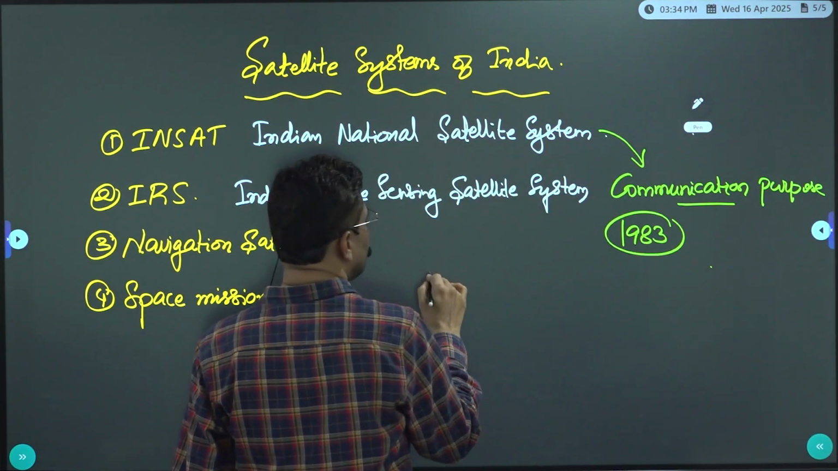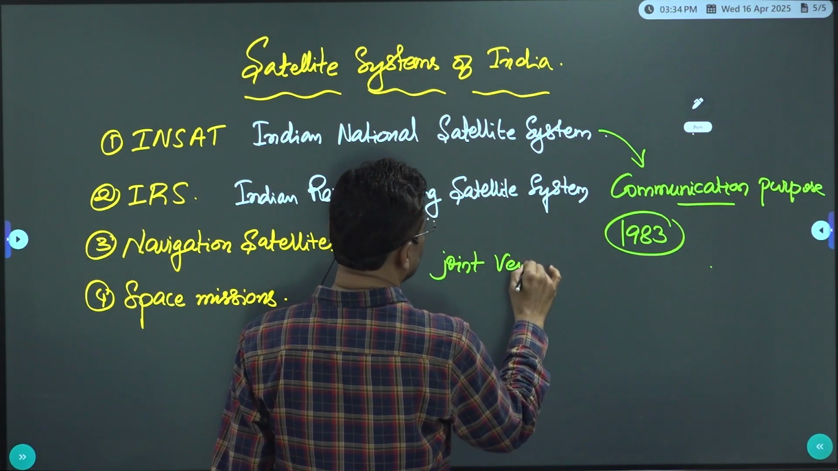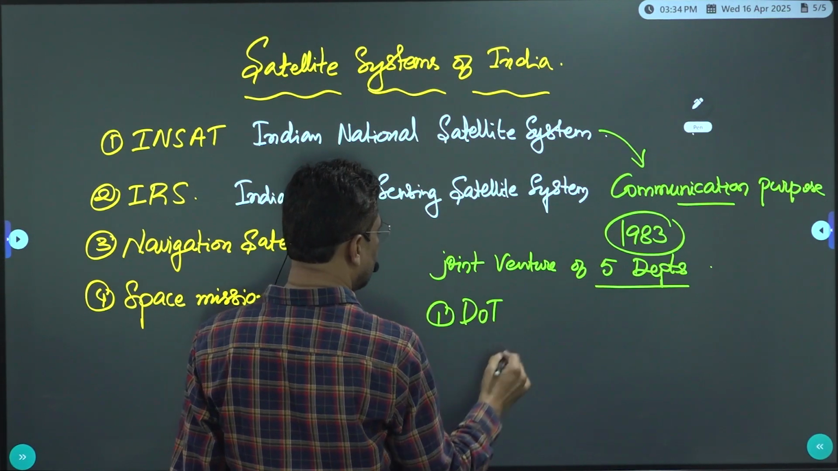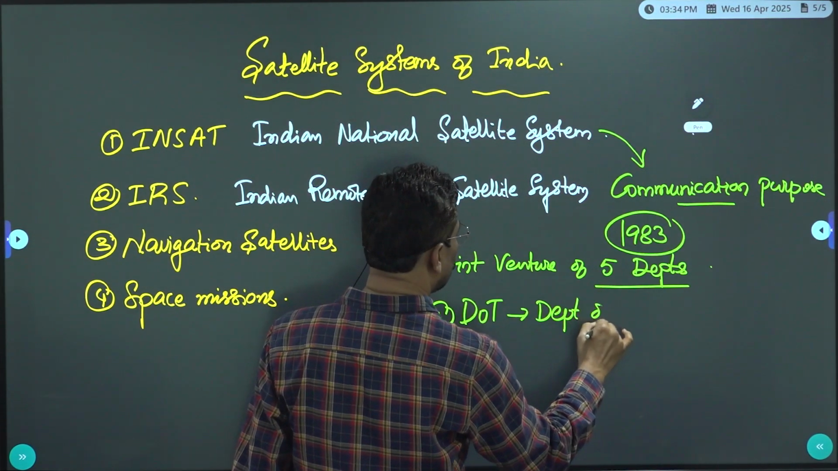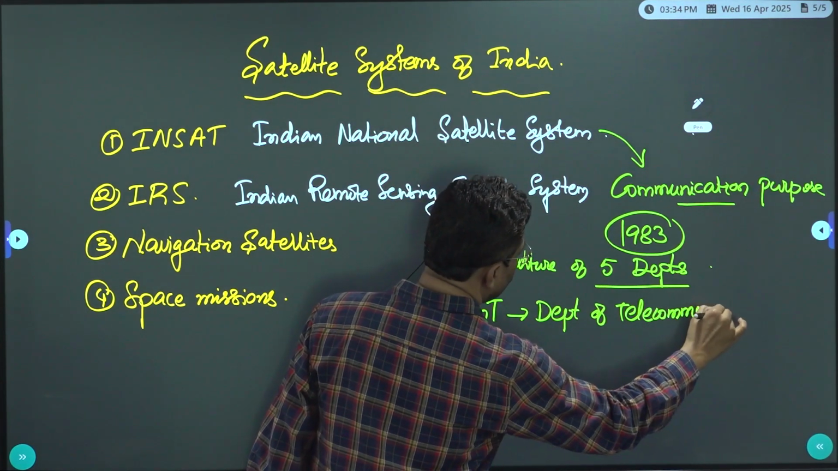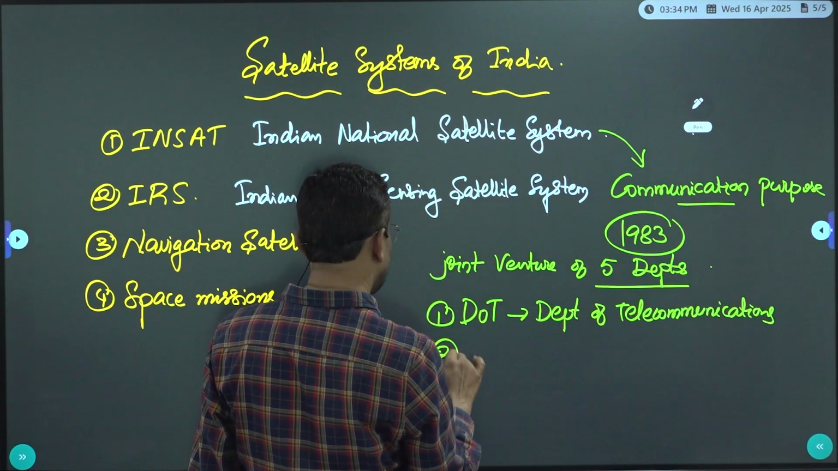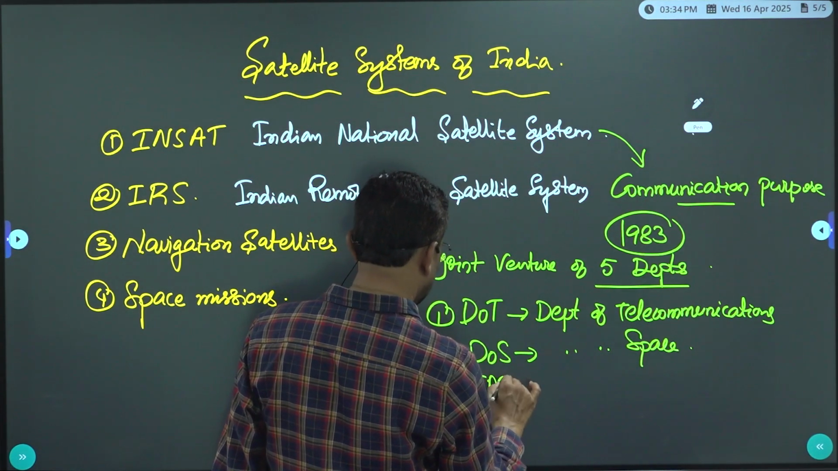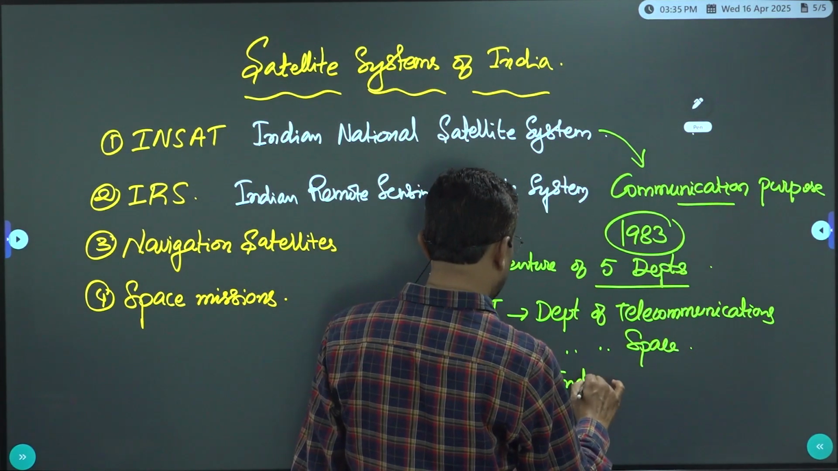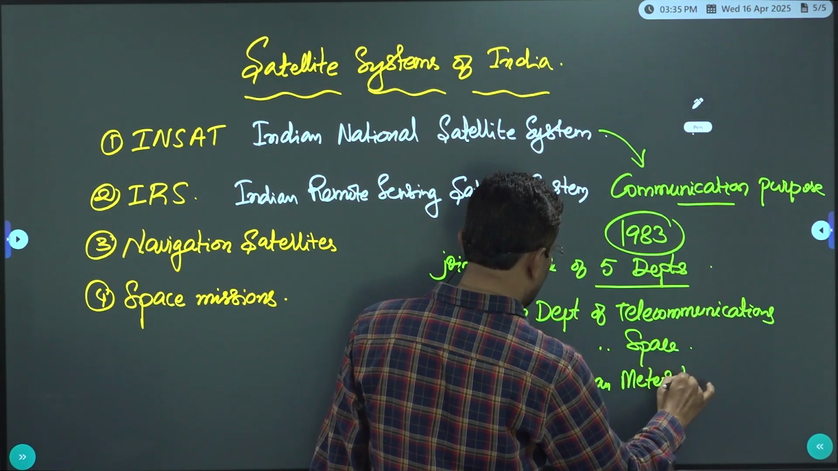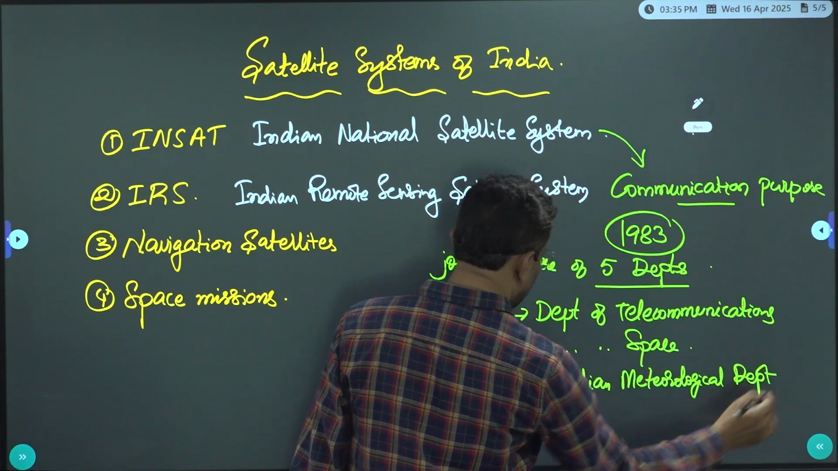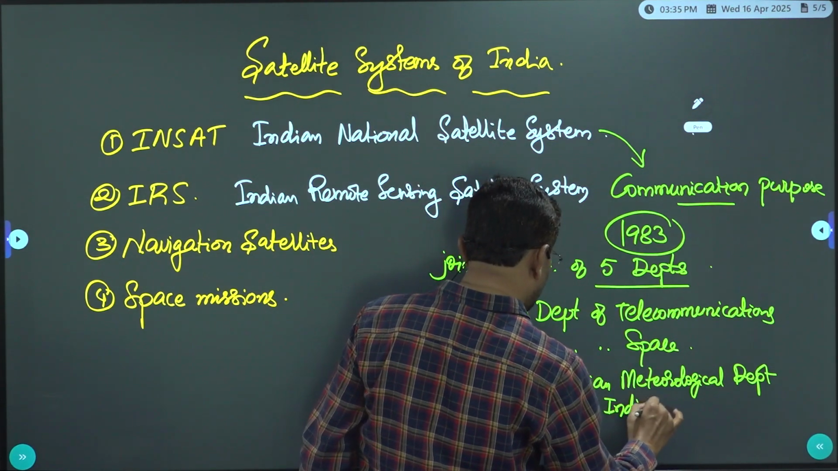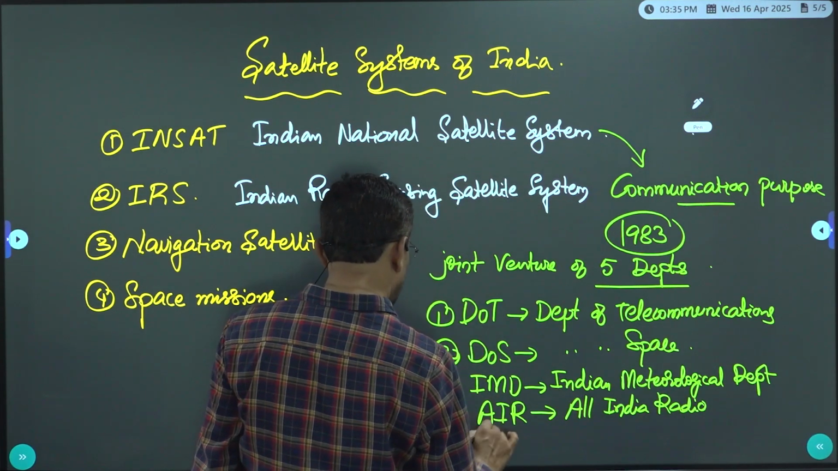It is a joint venture of 5 departments: DOT, that means Department of Telecommunications; then DOS, Department of Space; IMD, that is Indian Meteorological Department; then AIR, All India Radio; and DD means Doordarshan.